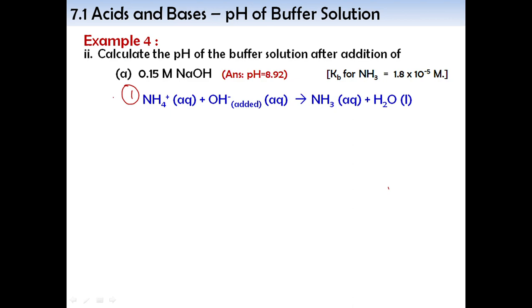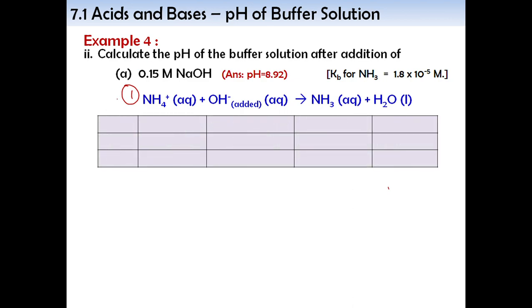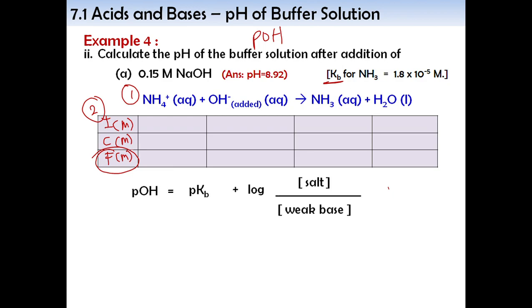So what's left is the second step. Construct the ICF table in the form of concentration, and I want everyone to complete your ICF table. Calculate the final concentration. So we have the final concentration. Remember, this is a base, so we can only calculate pOH first. By using the final concentration, substitute into the pOH value. This comes from the salt, you can put it in here. This is your weak base, put it in here. Once you have the pOH, then use this relationship to find the pH value.